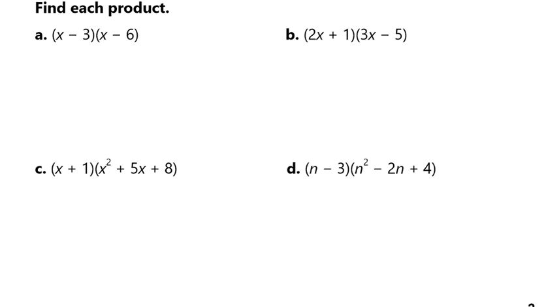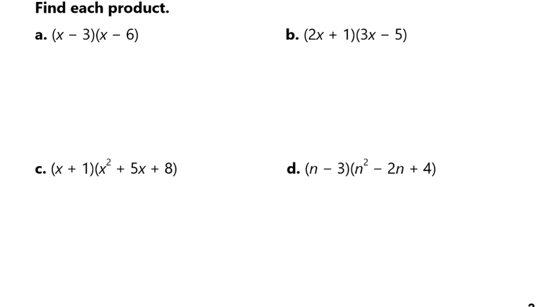In this video, we're going to be finding the product of polynomials. In our first example, we're going to have x minus 3 times x minus 6. Finding the products of polynomials is referred to as distributing. Sometimes, especially when it's a binomial times a binomial like we have here in example A, that's referred to as using the FOIL method, which again is really just distributing.